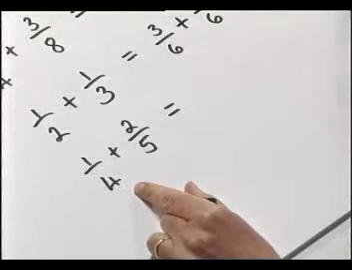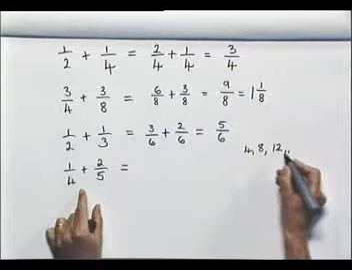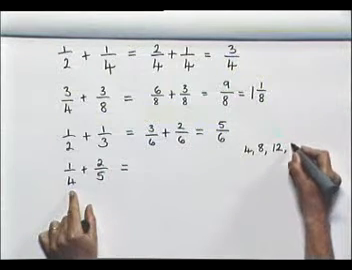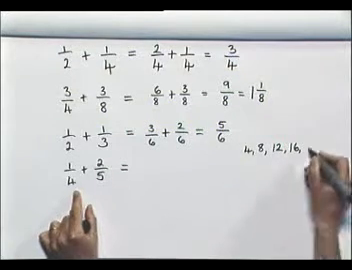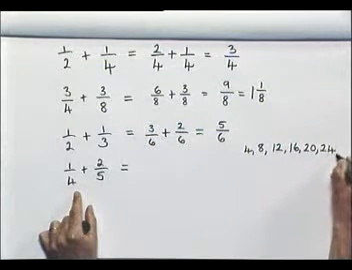Let's start with 4. Well, 2 4s are 8, 3 4s are 12, so these are all multiples of 4: 16, 20, 24, and so on.